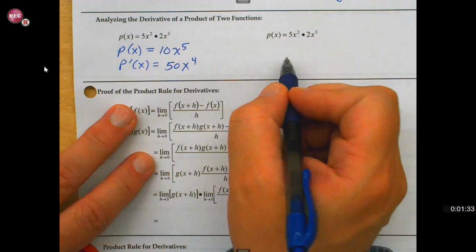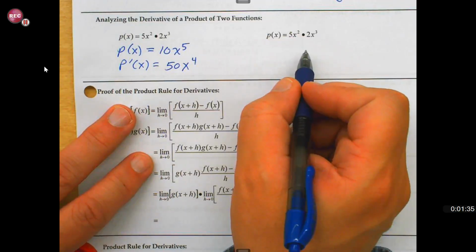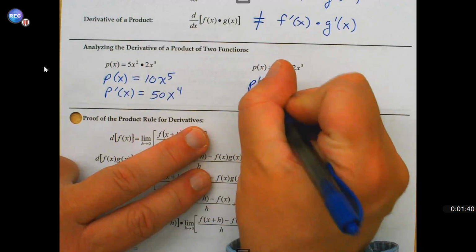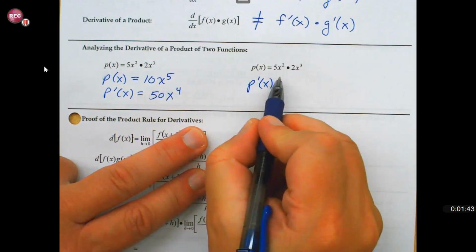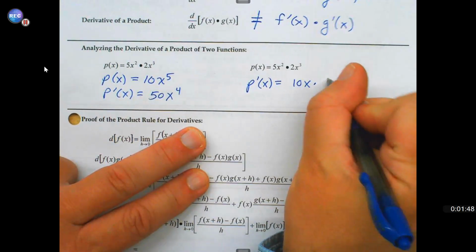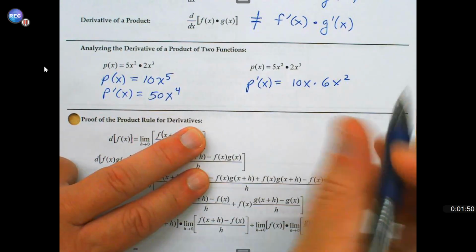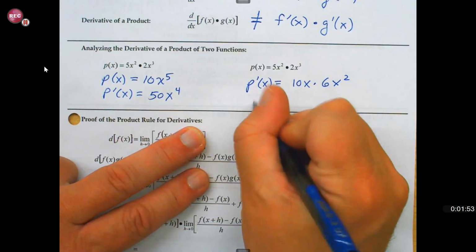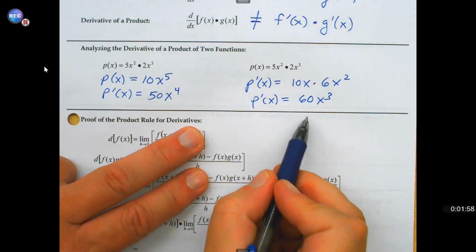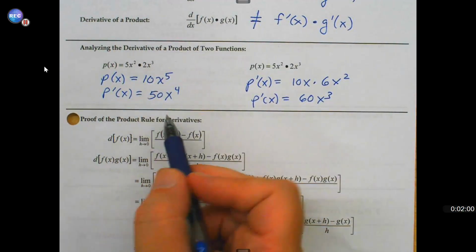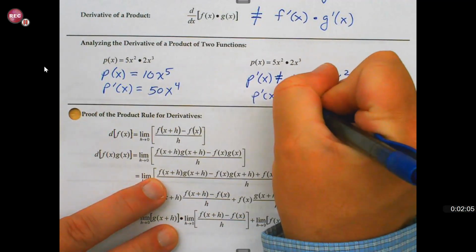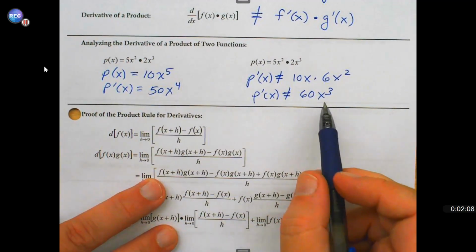Now if we come over here and try to differentiate it before we rewrite it, using this as a guide, unfortunately, what that would look like is using our power rule, we'd have 10x times 6x squared. And when you multiply that together, we're going to get 60x to the third. Now we know that's not correct because it's actually 50x to the fourth. So let's make sure we write does not equal. This is the wrong way to go about finding the derivative of a product.